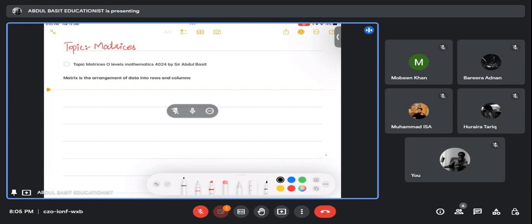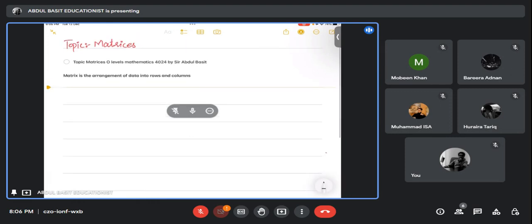Today I'll be starting the topic which is matrices, and this topic is in the O levels maths 4024 syllabus. First of all, we should know what a matrix is. A matrix is an arrangement of data into rows and columns.